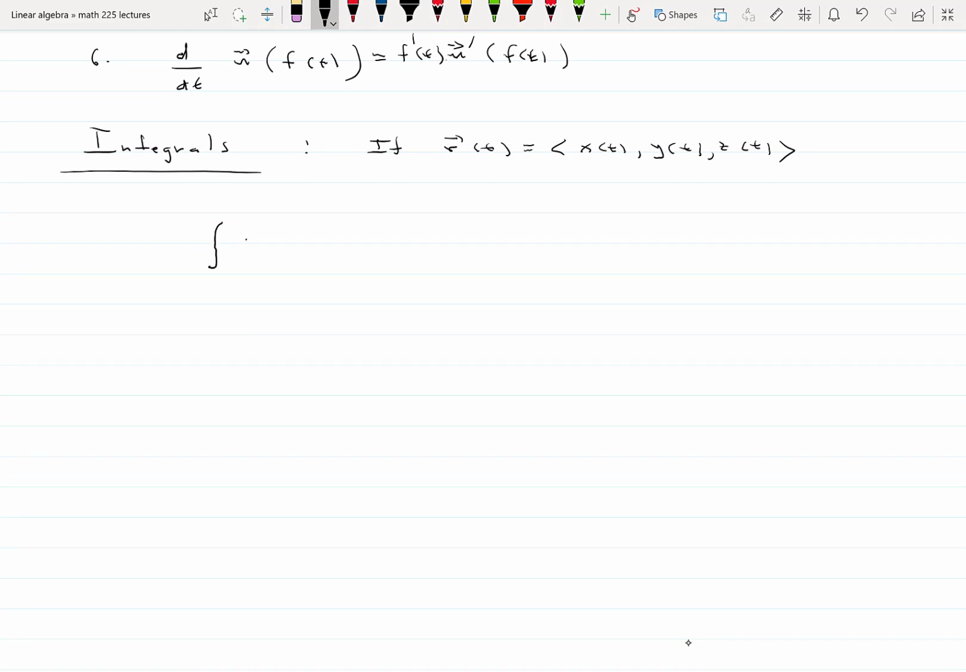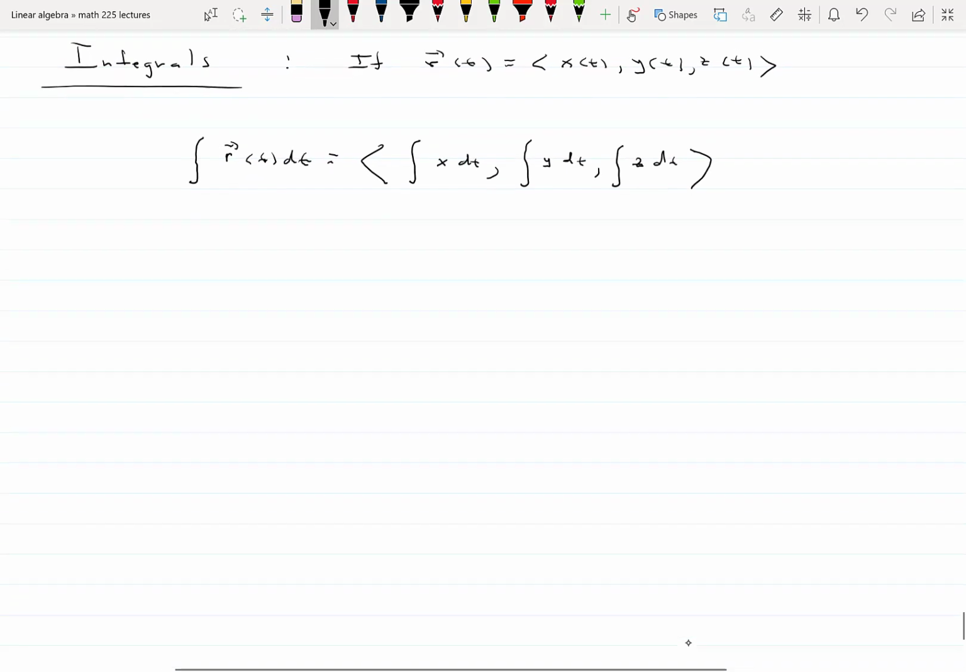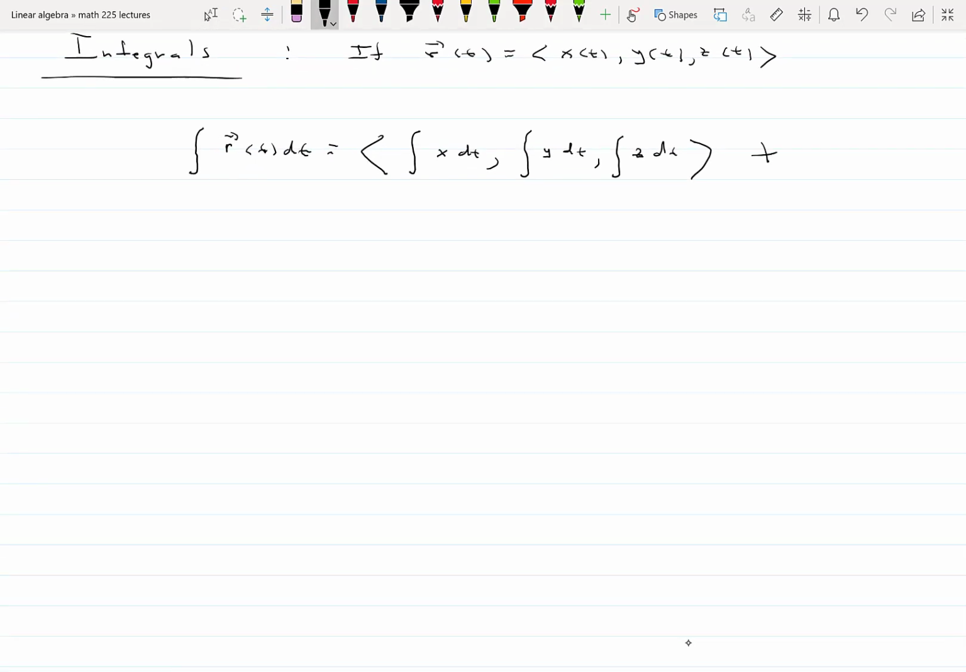The indefinite integral of r of t is nothing more than the indefinite integral of x with respect to t, the indefinite integral of y with respect to t, the indefinite integral of z with respect to t. What do you think's missing? Plus a constant. What's wrong with it? You can't have a constant plus a vector, so it's a constant vector.